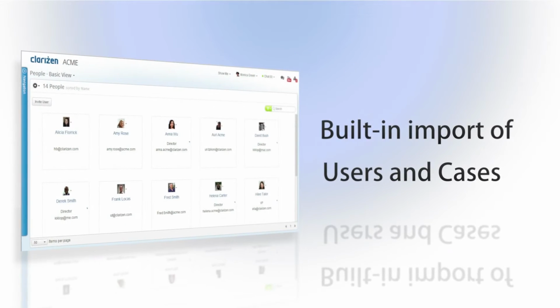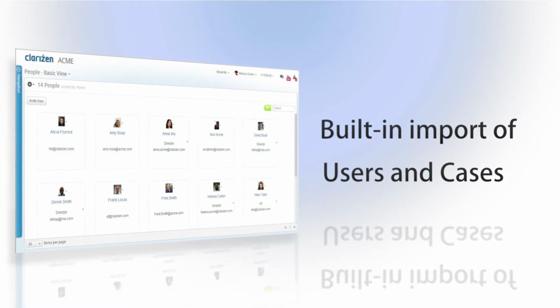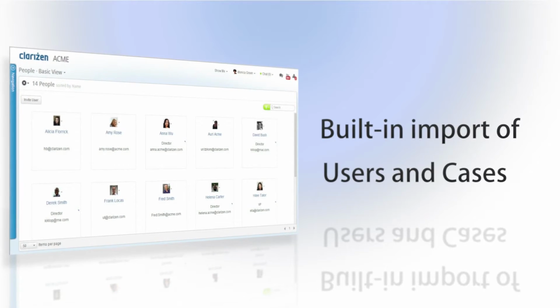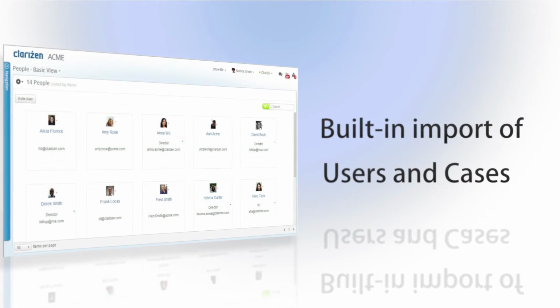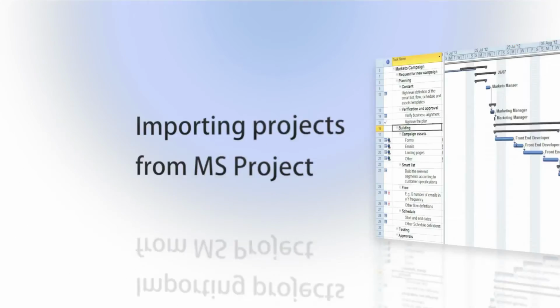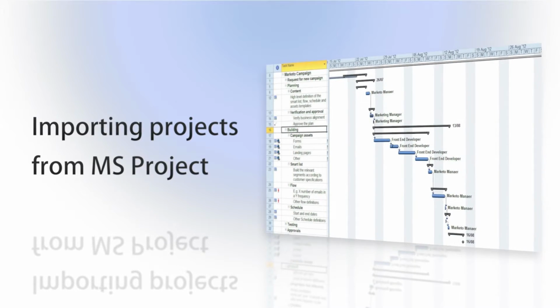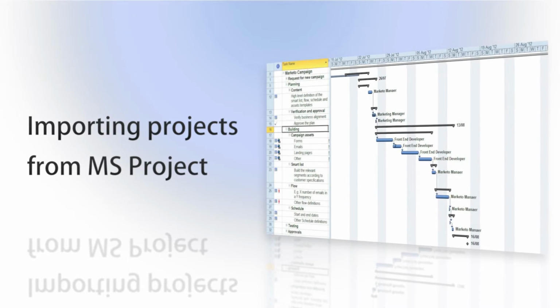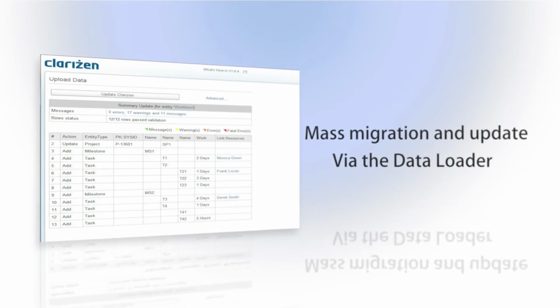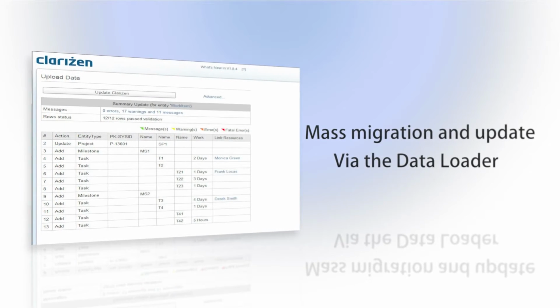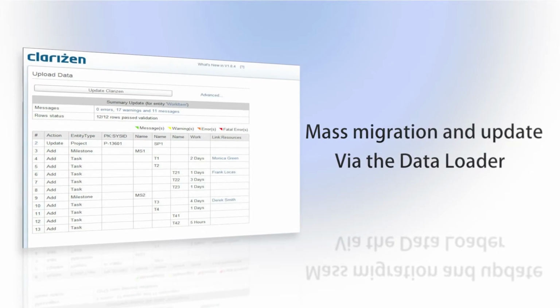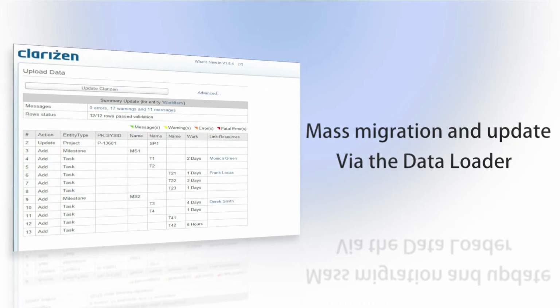Clarizen makes it easy to import legacy data from your existing systems, such as users and cases, directly from the application into Clarizen. You can even import existing projects, including their full breakdown, from MS Project into Clarizen. Additional data, including task lists, customers, contacts, groups, and basically any other type of object, can also be imported and mass updated using Clarizen's Data Loader tool.